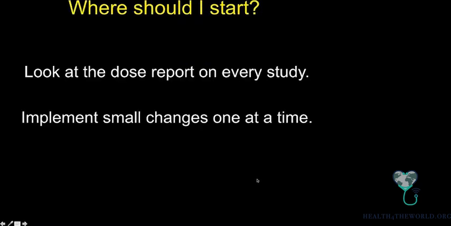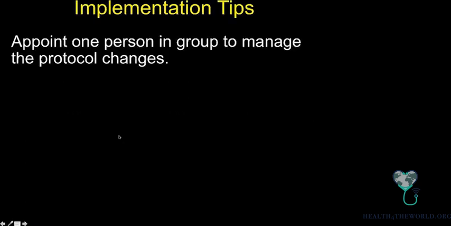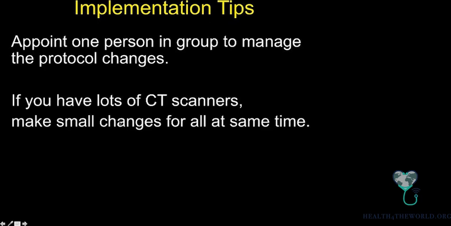So it seems maybe intimidating. Where do you start? Well, again, just start by knowing what your doses are. Look at the dose report on every study. And then when you make changes, just do a little bit at a time. Here are some tips also based on our experiences. Have one person in your group in charge of doing this so that they can keep track of the changes and also the goals. If you have multiple CT scanners at different hospitals, I would say make small changes for all of them at the same time. Otherwise, you'll quickly lose track of what you're doing across your different sites.